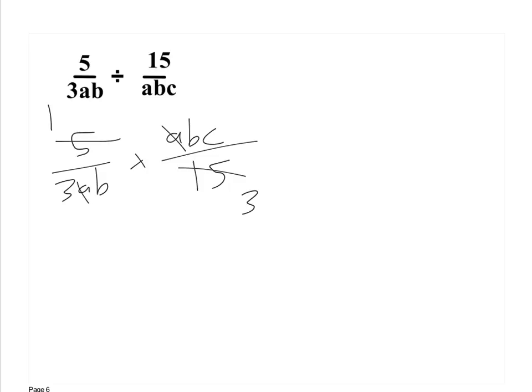So I can get rid of A. Can I do that with B? Yes. Do I have anything else left? No. So I take 1 times C. You can write 1C, but I just normally write C. And then I have 3 times 3, which is? 9. There's my answer.